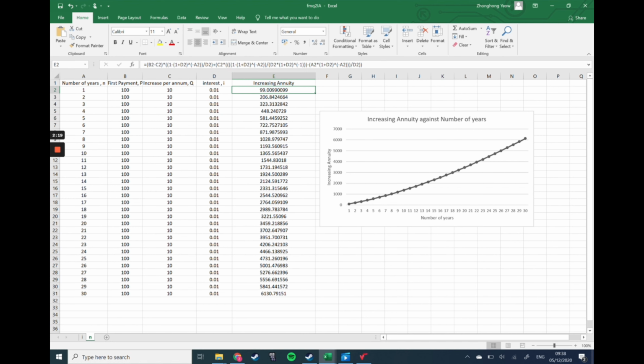You can see from the graph, when we input the data, that when the number of years increases, the increasing annuity also increases. This is because of the time value of money. When the period is longer, the present value always increases. Thank you.